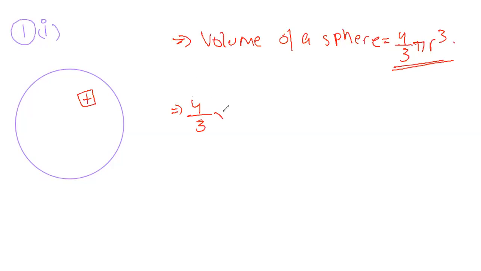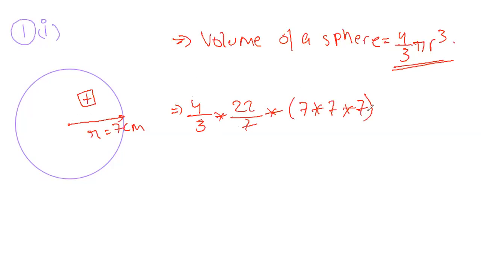So 4 upon 3 into pi, which is 22 by 7, into r cube. Our radius, from the center to the edge of the circle, is known as r, which is equal to 7. And do not forget the units, which are centimeters. So 4 upon 3 into 22 by 7, aka pi, into 7 into 7 into 7, which is r cube, that is 7 whole cube. So 7 goes by 7, and we'll calculate this big sum, and finally our answer will be 4312 divided by 3.